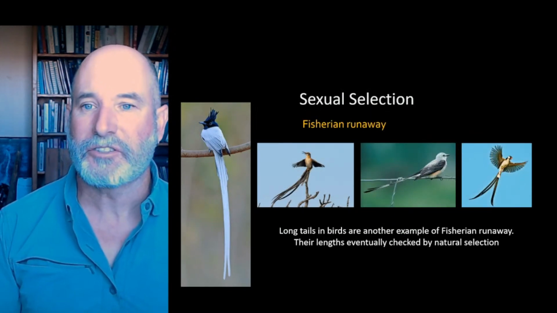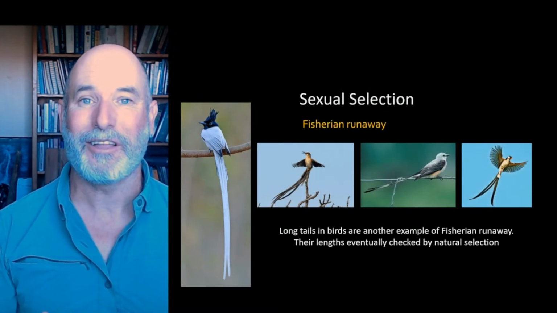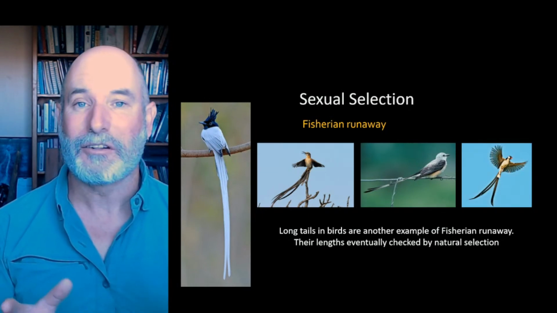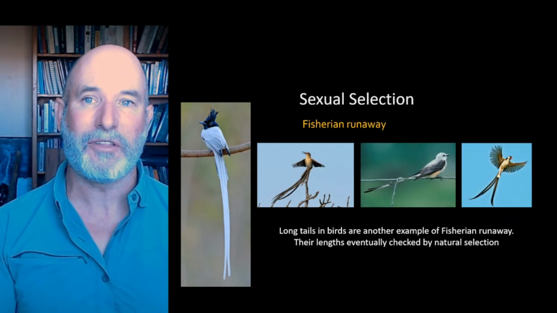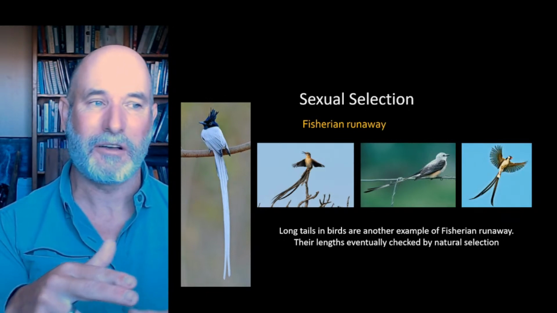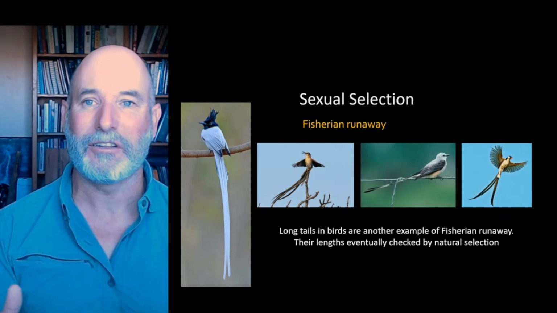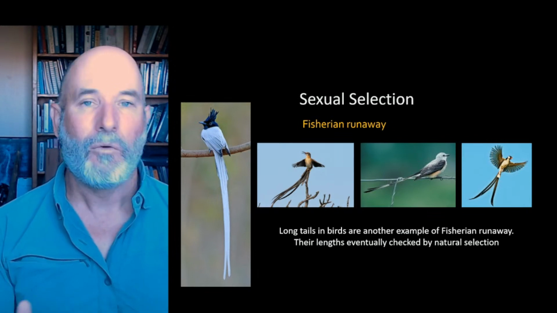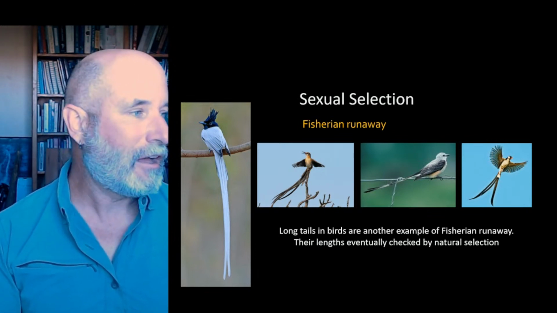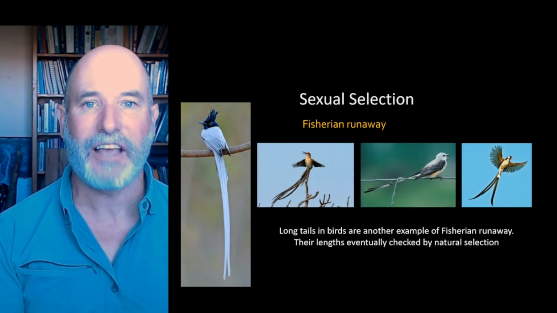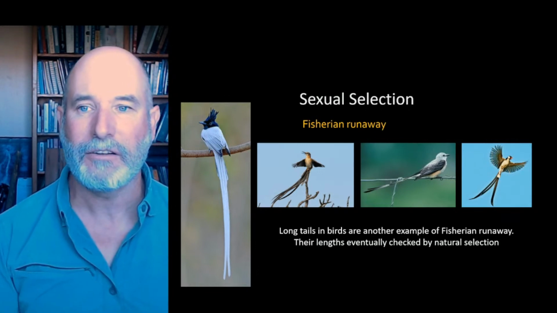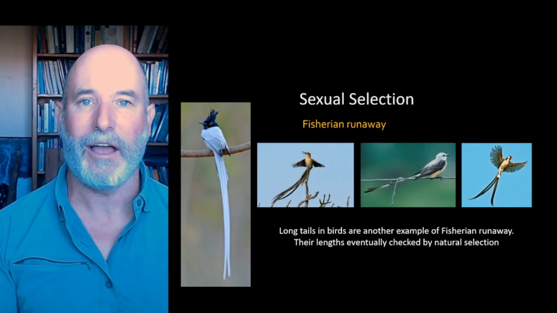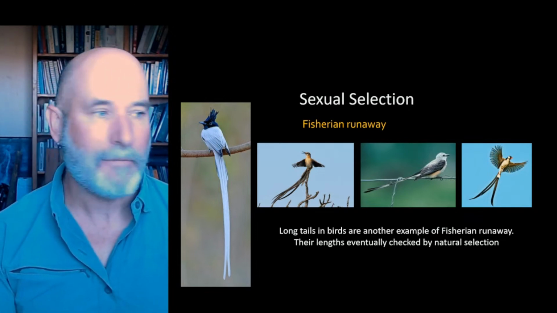Other examples of Fisherian runaway, and we know that the female birds like the males with the longer tails. And then they've done experiments where they've actually cut the tails off of some, added tails to others, and clearly the females choose the males with the longer tails. And the one on the second left is actually a scissor-tail flycatcher. It's got the green background. That's from North America. We have lots of those here. Okay.